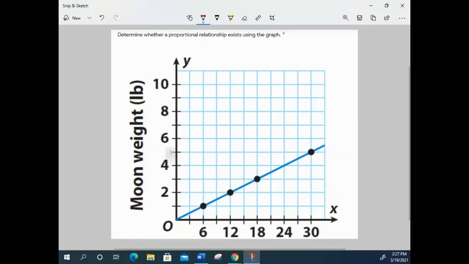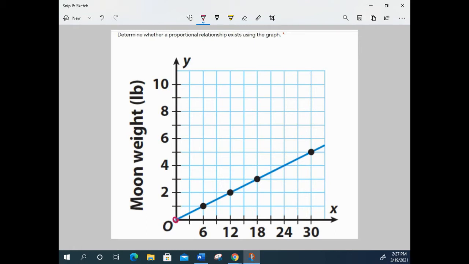All right, ladies and gentlemen, let's go ahead and take a look at this problem. It says determine whether a proportional relationship exists using the graph. So the very first thing you want to look for when you're looking at a graph is to see whether or not that line goes through the origin.